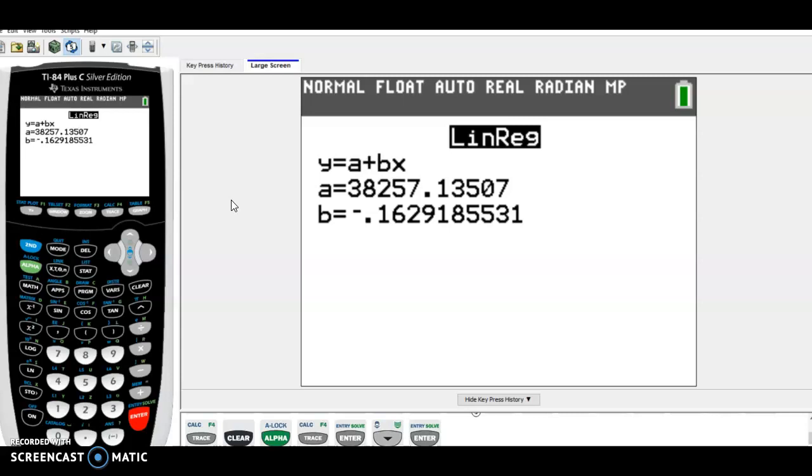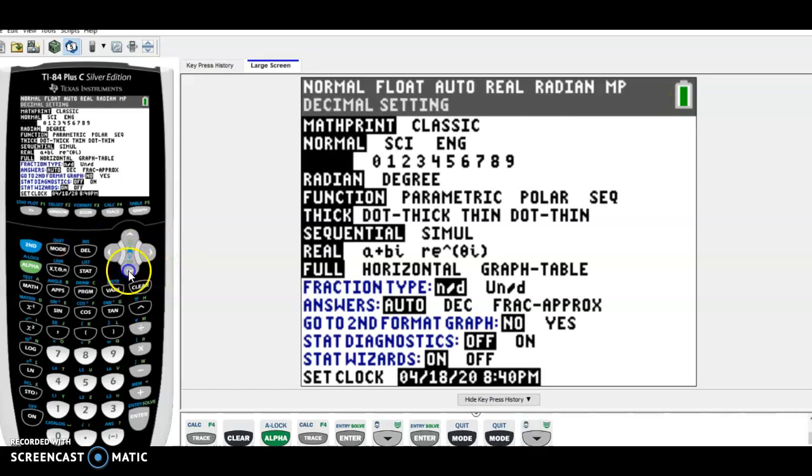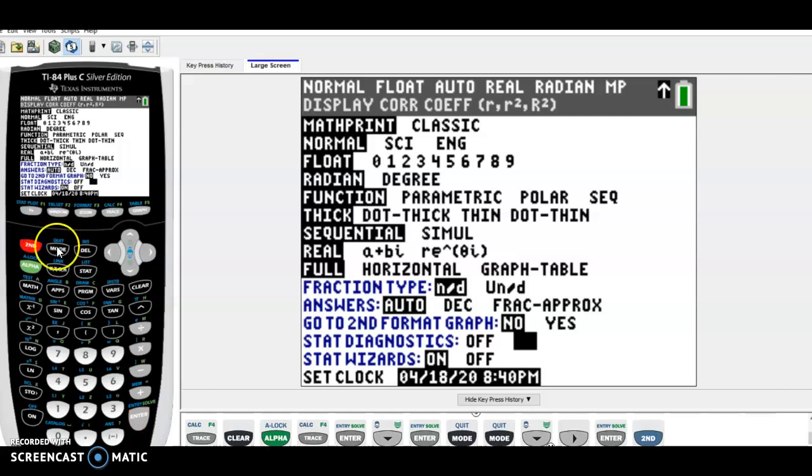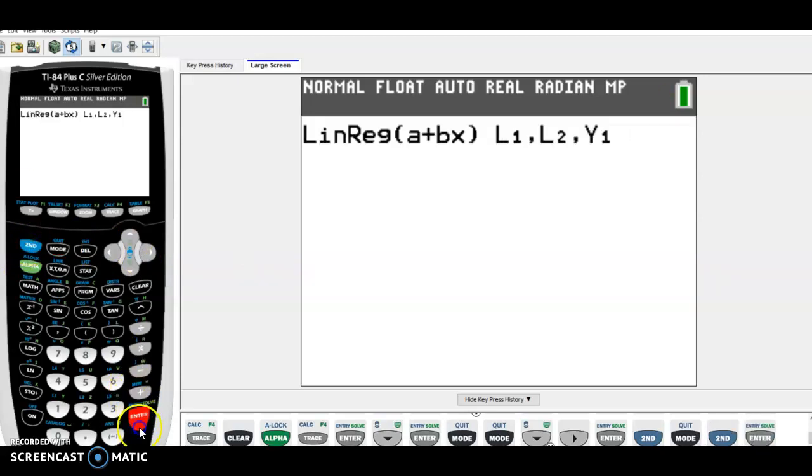So what is missing here is my r and my r squared. If I go to mode, if that happened to you as well, you should be able to go down to your stat diagnostic and turn that on. If you have an older calculator and you don't have the option that looks like this under your mode, then it is just a matter of going into the catalog. So second 0, and that will take you to diagnostic on. You can just scroll through for that.